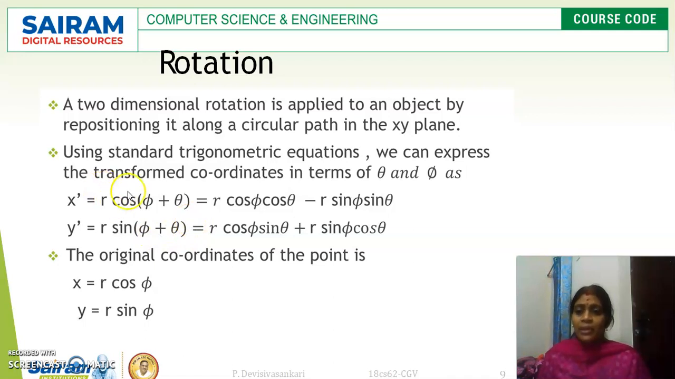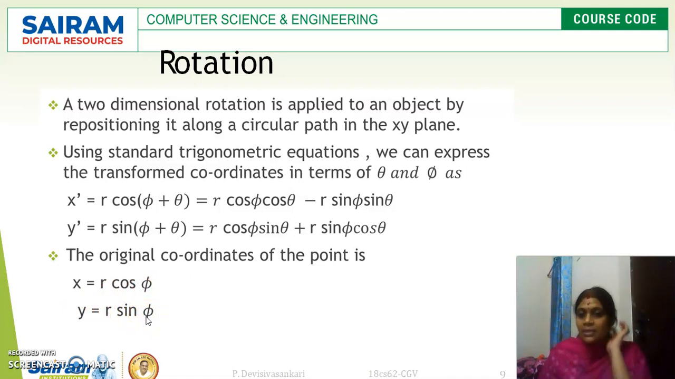Okay, so if we expand this equation, we are getting r cos pi cos theta minus r sin pi sin theta. The same way we are applying it for y dash also. But the original coordinates of the point is x. x is equal to r cos theta. x dash is nothing but r cos (pi plus theta). We are adding one more extra theta to the original value, right? So x equal to r cos pi and y equal to r sin pi, right?